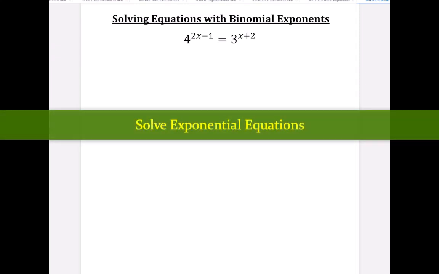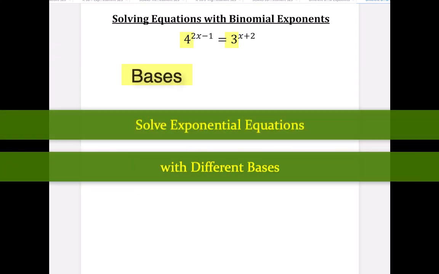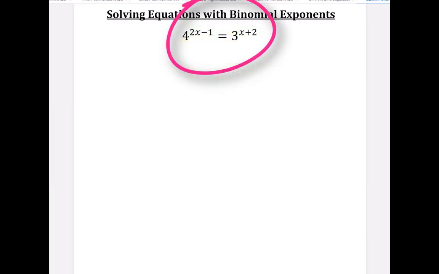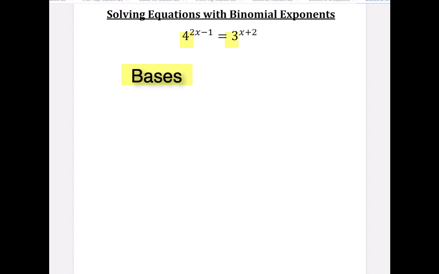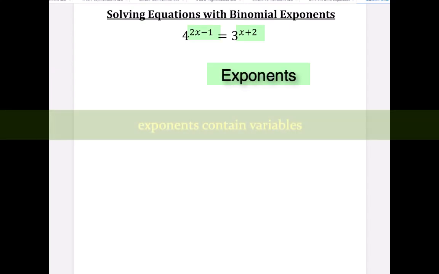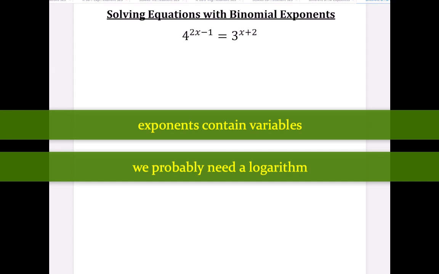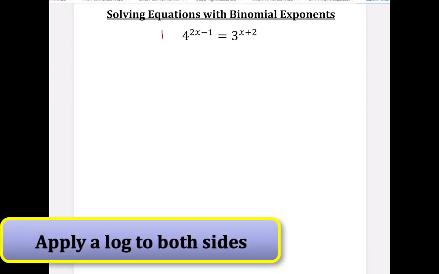Let's solve exponential equations where we have different bases and binomials as exponents. So when we take a look at this here, because we have different bases, we cannot try to achieve a single common identical base. We're never going to make a 4 and a 3 look the same. We also see that we have exponents in the variables, which suggests to us that we're going to want to use a logarithm. So let's go ahead and apply log to both sides.